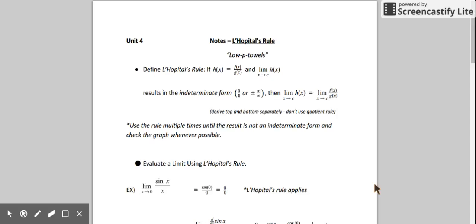In this video, I'm going to be describing how we can use derivatives to evaluate limits. It's called L'Hopital's rule. First, let's establish some guidelines for how we can use this rule.